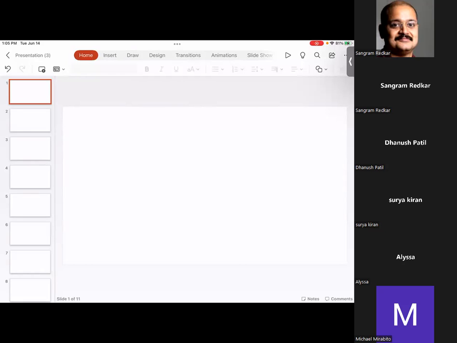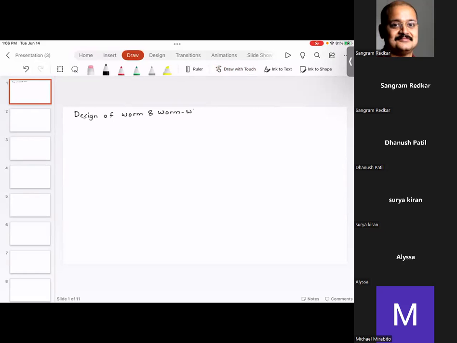In today's class, I'm gonna talk about something called the worm and worm wheel. So, design of worm and worm wheel. Sometimes the worm wheel is also referred to as just the wheel.